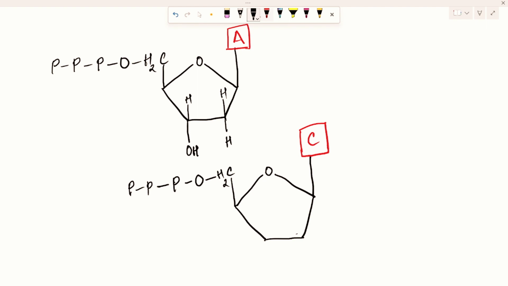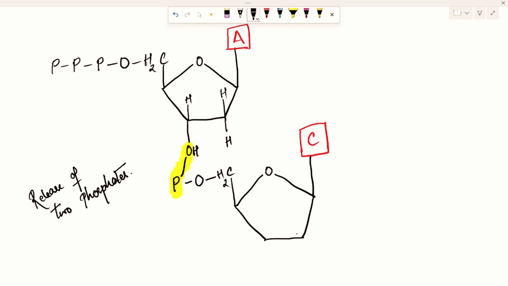Now, the bond between these 2 nucleotides will form over here, between the O of the previous nucleotide and the first phosphate of the second nucleotide in line. This is how a bond forms between 2 successive nucleotides. When this bond is formed, 2 phosphates are released.